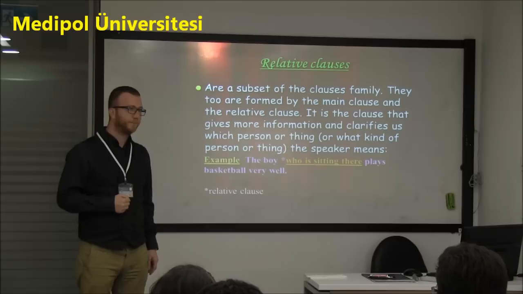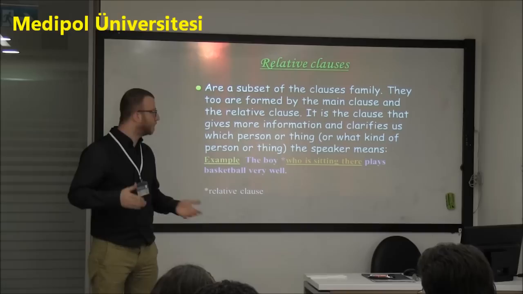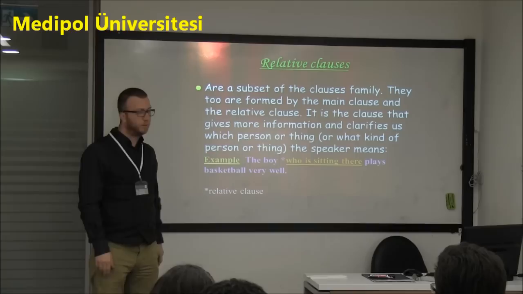So, in this example, if you close that relative clause part, we have the boy plays basketball very well. And everybody will ask the same question, who is that boy? Because we don't know the boy. Then, here, we use a relative clause, who is sitting there. It gives an idea about the boy.